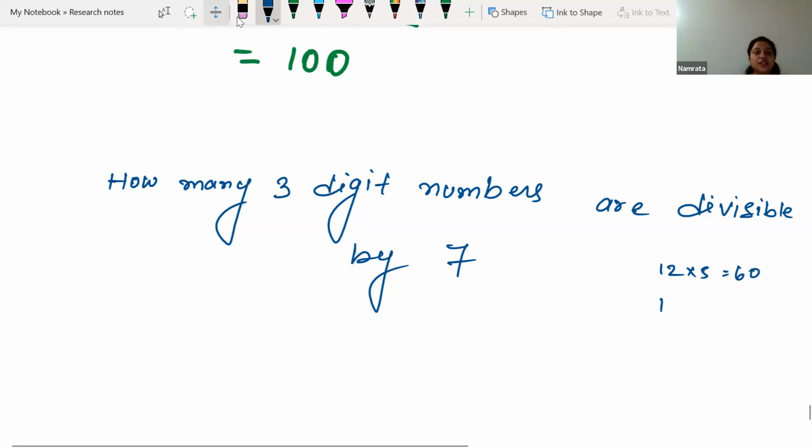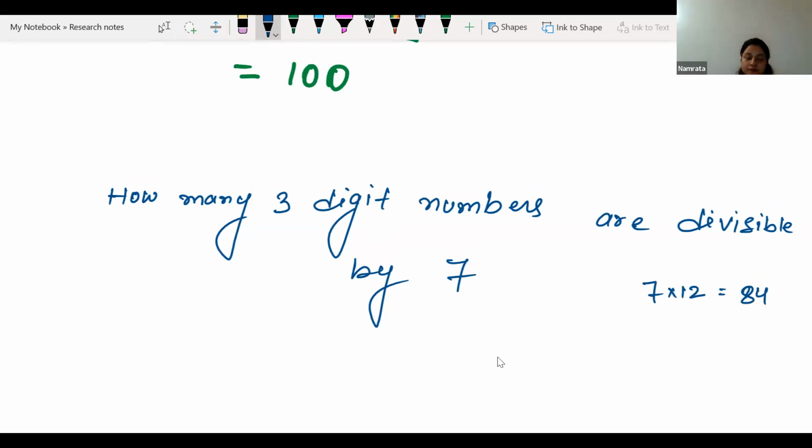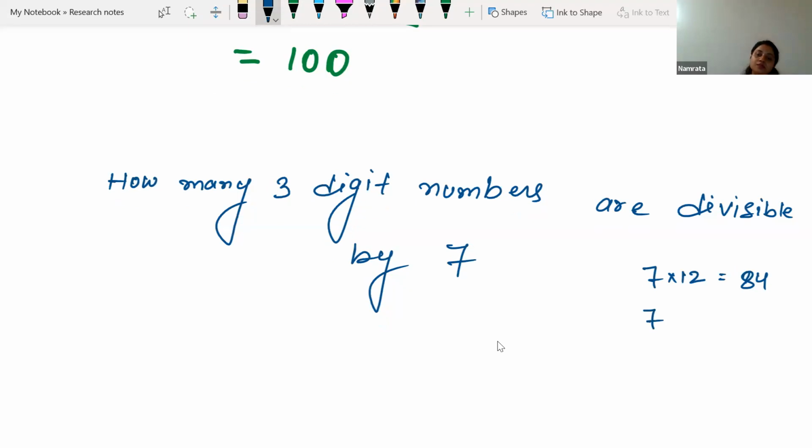We are talking about divisibility by 7, not 5. If you are wondering why I'm writing 12 times 7, rather than 7 times 12. 84. 7 times 13, 91. 7 times 14. This is also a table I am writing, the table of 7. Okay.